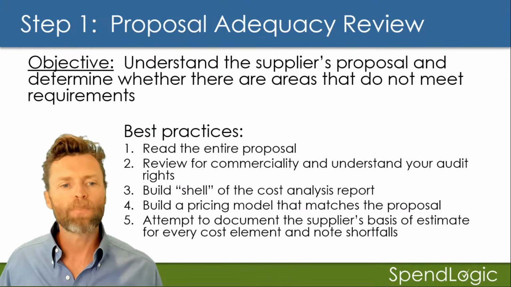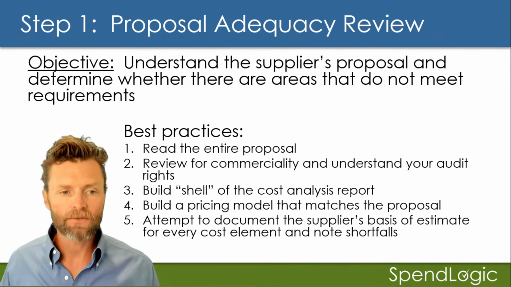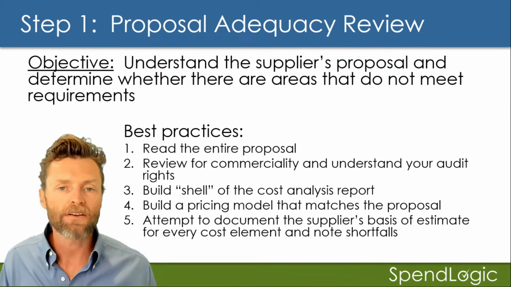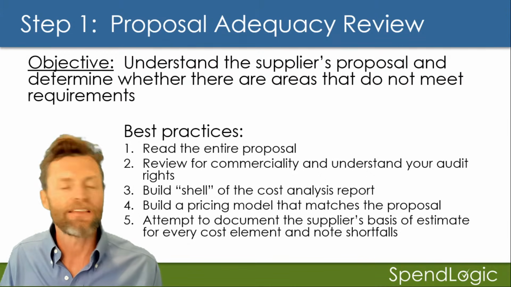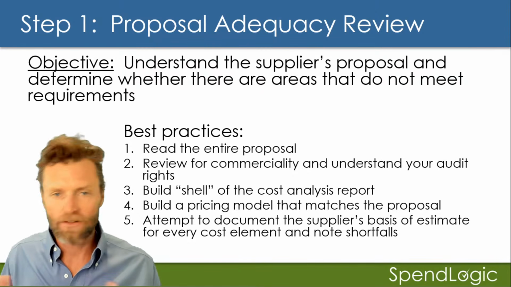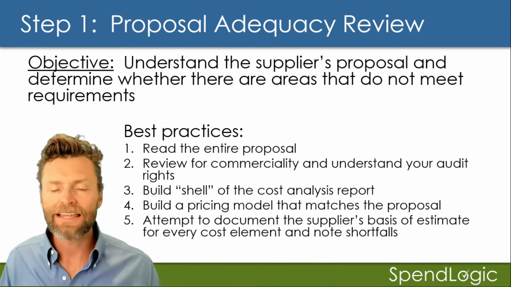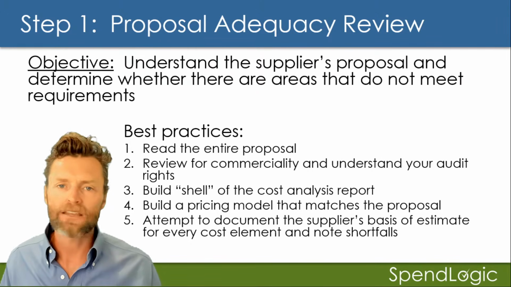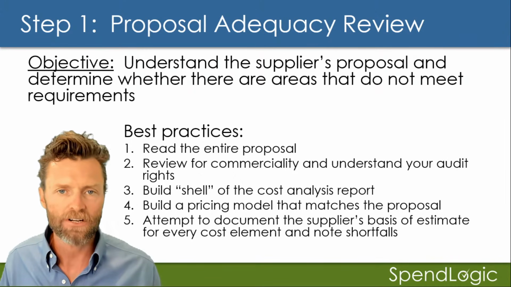So step 1 is your proposal adequacy review. The objective of this is to really understand the proposal and determine where there are areas that don't meet requirements. For those of you that have worked in contracts, this is something the DCMA does to you as a prime. They go through your proposal, and the DCMA is tough. They don't do RFI 1. They will just send you back your proposal and say, it's inadequate, you didn't follow the pricing instructions, try again.